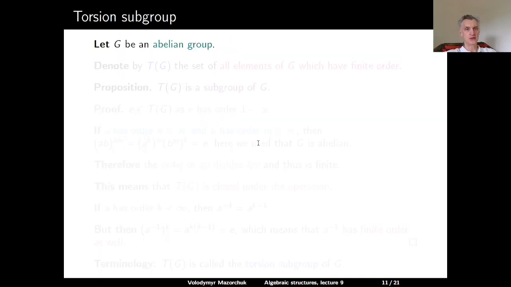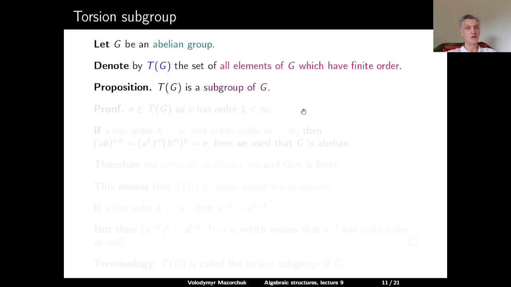Next, let us discuss the notion of a torsion subgroup. Let G be an abelian group. Denote by T(G) the set of all elements of G which have finite order. Proposition: T(G) is a subgroup of G. Proof: the identity belongs to T(G) because the identity has order 1 and that's a finite number.